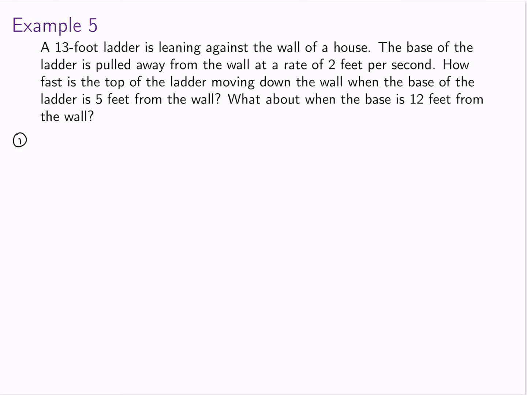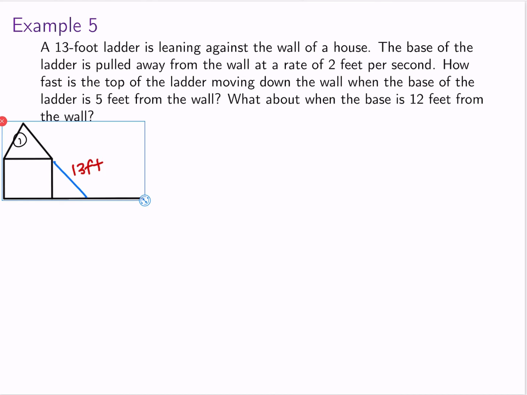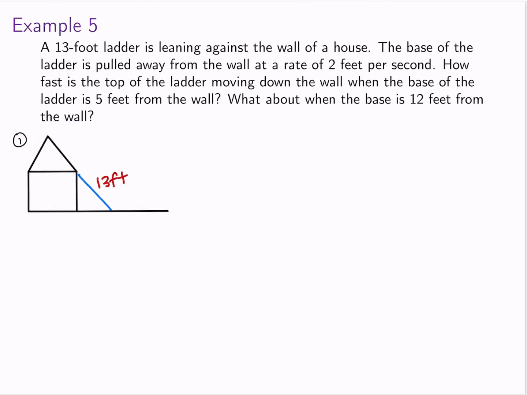So step one, let's draw a picture. So we have a house. Here it is. And then we have, here's our ground here, ground level. And what are we doing? We're leaning a ladder. So here's our ladder. And we know it is a 13-foot ladder. So I'm going to label this as 13 feet. Let's make this a little bit bigger. Okay, there. I think that'll be a little easier to see. So there's our 13-foot ladder.